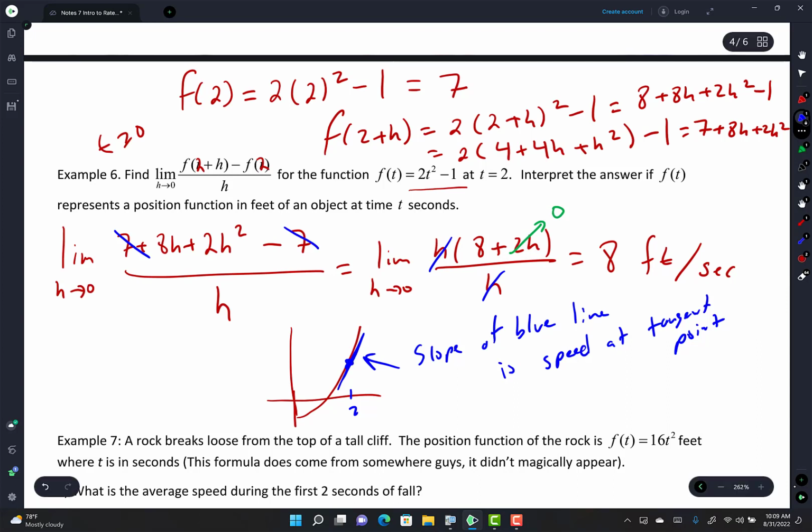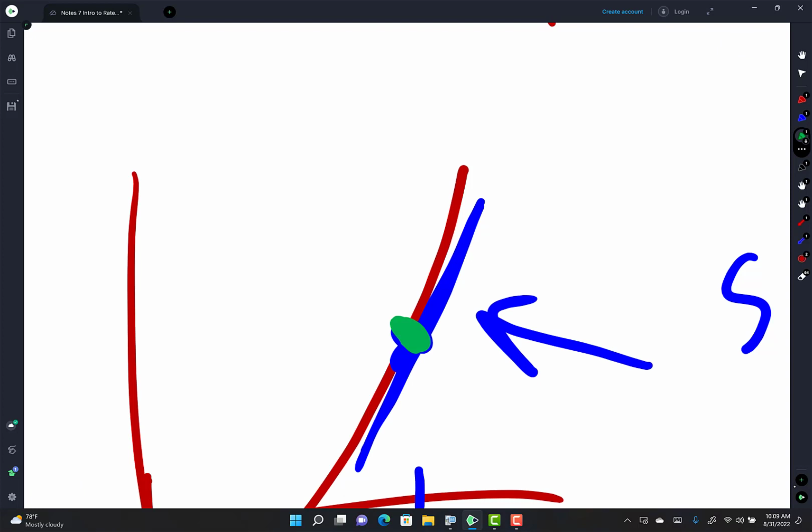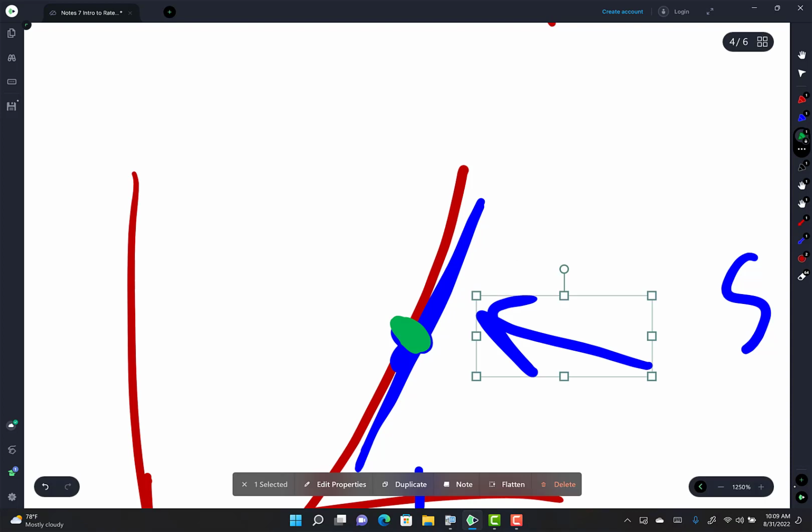Does that make sense? I'll say it again. That tangent line gets steeper if you move the point of tangency. So that green dot that I'm zooming in on, that's my point of tangency. If I were to move that green dot more to the right, my tangent slope would get steeper, and because it's getting steeper, that means the speed is getting faster. Point of tangency. Like here's my point. Tangency, one word.